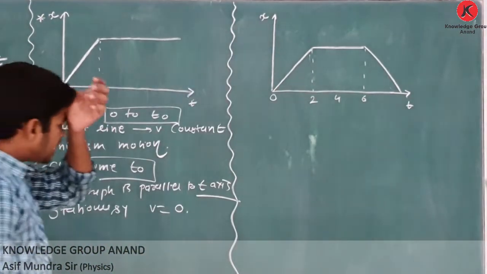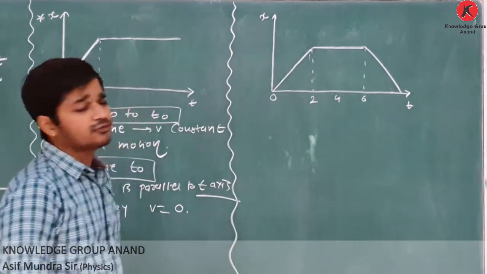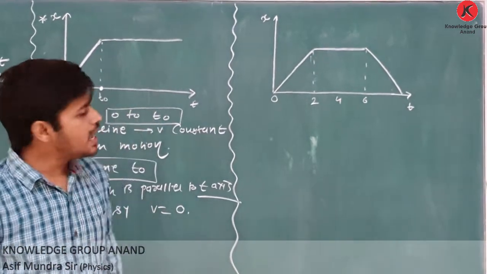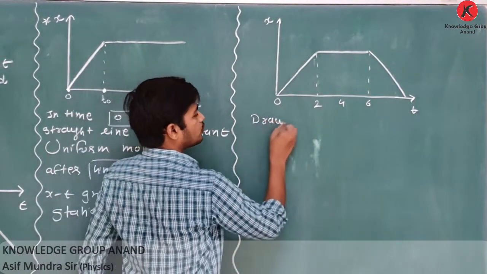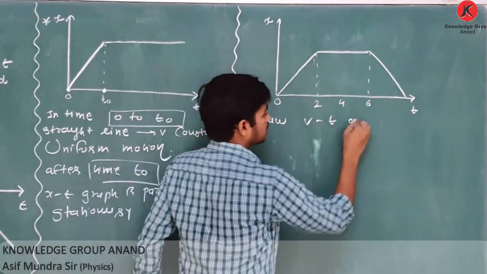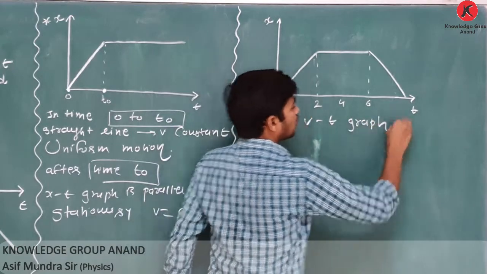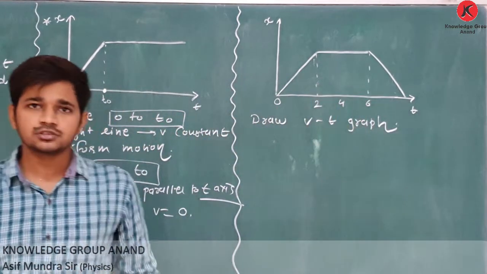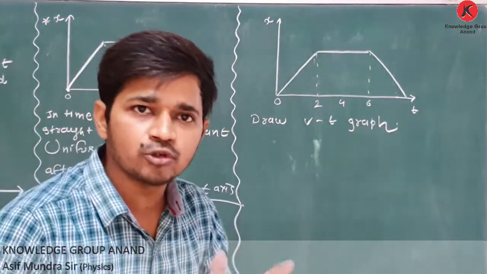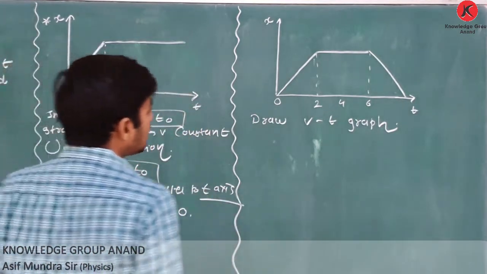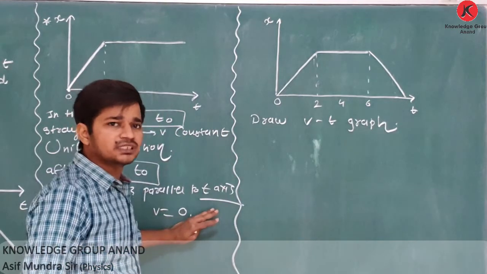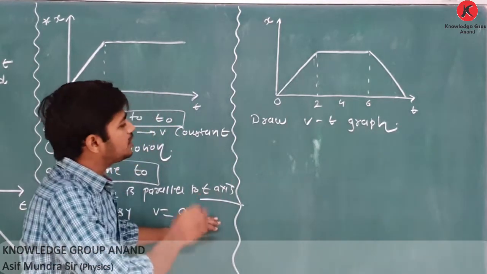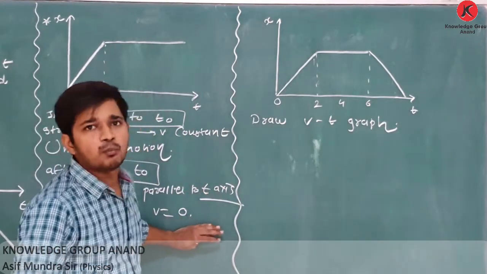Okay, now see the next graph. Another graph is given, an xt graph for motion in a straight line. And what is your question? You have to draw the vt graph for this motion. You are given the xt graph and you have to draw the vt graph. First of all, you have to identify time intervals, in which time interval it is performing which type of motion.